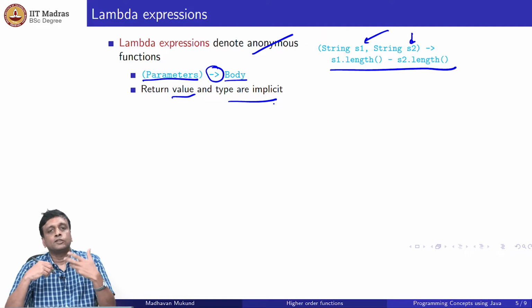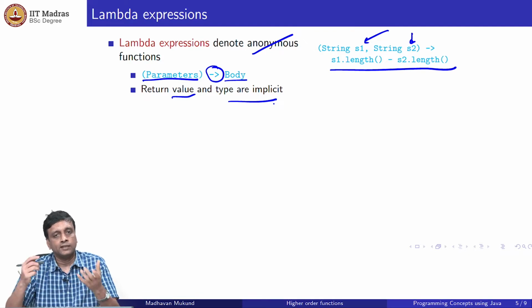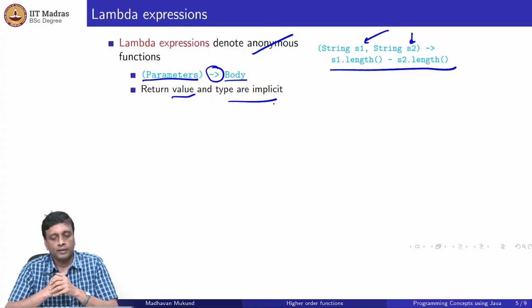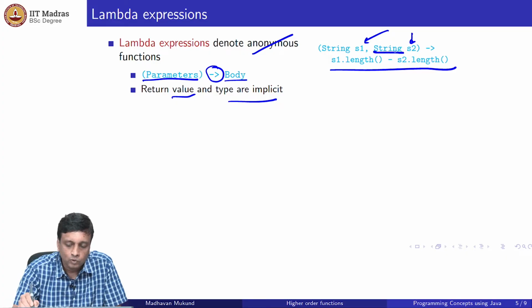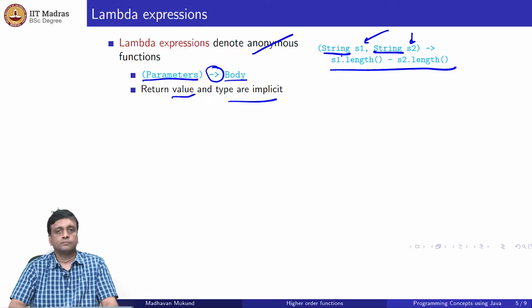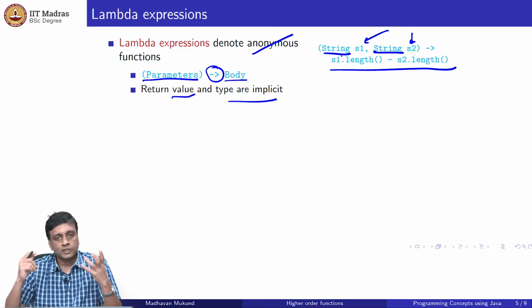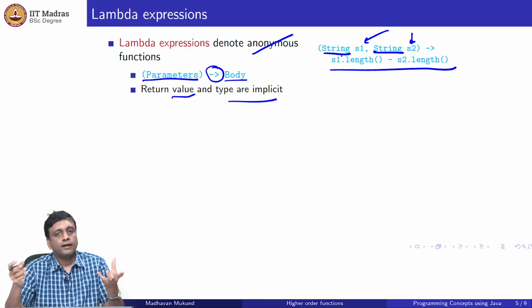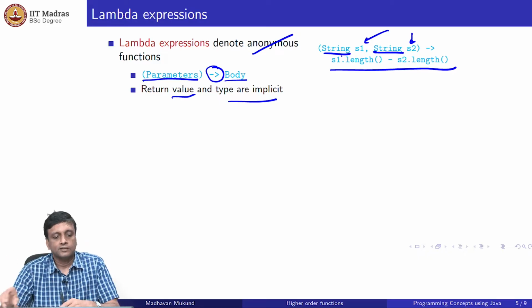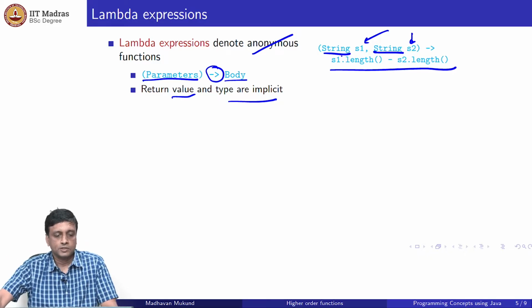I am not saying that this is going to be an int, but you should know that length gives an int, and therefore, there is a certain amount of type inference going on here. But on the other hand, I need to tell you that S1 and S2 are strings. So, I provide the types of the arguments, I provide an expression involving them, and the return value is implicitly the value computed by this expression, and the return type is the type of that expression. So, this is called a lambda expression.